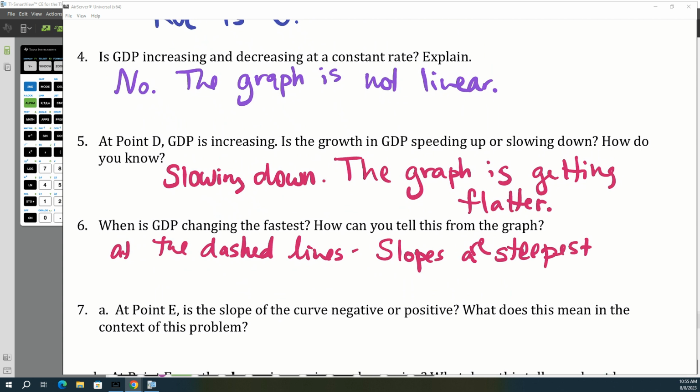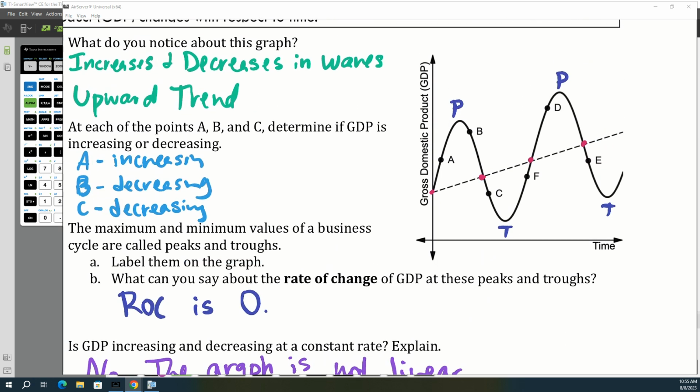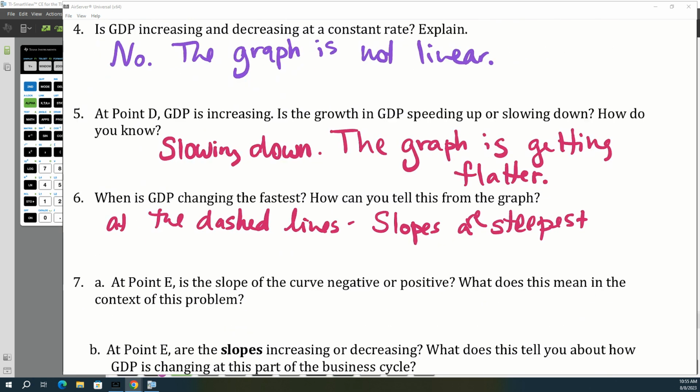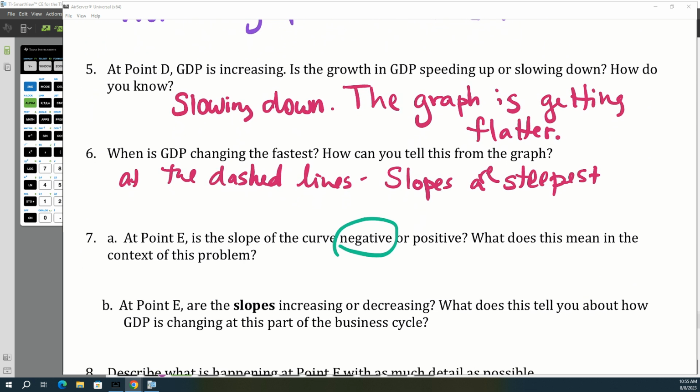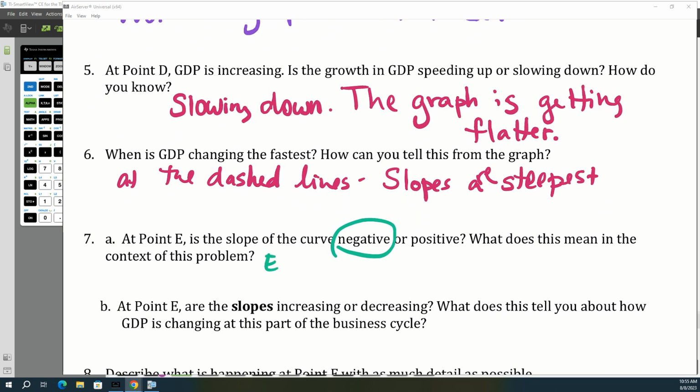All right, so at point E, is the slope of the curve positive or negative? Negative. I'm just going to circle it. So what does it mean about the GDP or the economy? The economy is decreasing. The value of products is decreasing. There's lots of ways you can word that. That's fine.